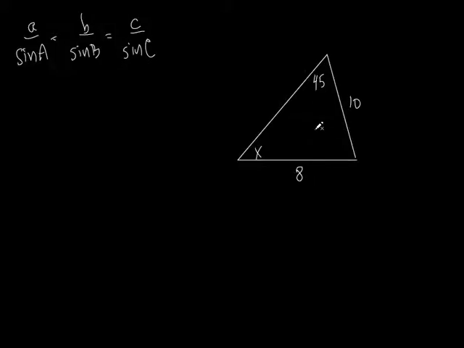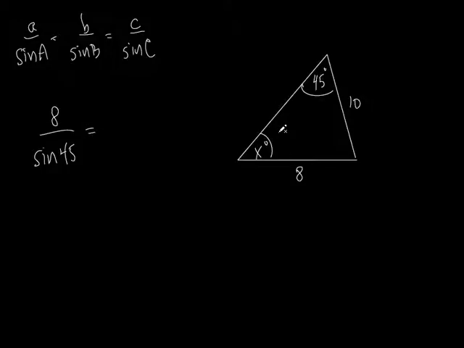Let's do this. First of all, here's the angle. This is 45 degrees. How are we going to set this up? First of all, we want to look for a side and an angle opposite that we know. So I know 8 and I know 45, don't I? So I'm going to go 8 over what? The sine of 45. Now, what are we trying to find? Trying to find x.